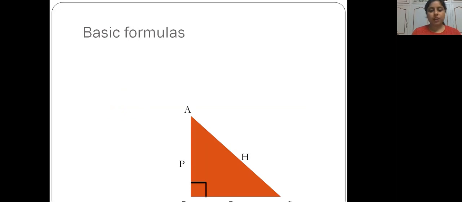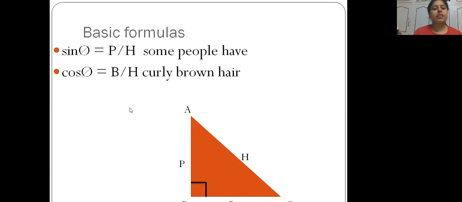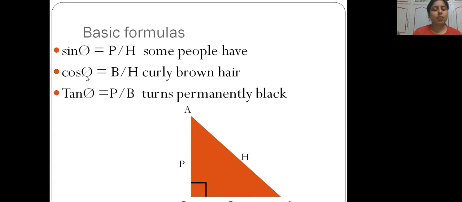First, I have taken this right angle triangle ABC, in which the right angle is at B, and the opposite side of this right angle is our hypotenuse, that is, AC becomes our hypotenuse. AB is our perpendicular and BC is the base. So the basic formulas are these 3: sin theta, cos theta, and tangent theta. Sin theta is P by H, cos theta is B by H, and tangent theta is P by B.